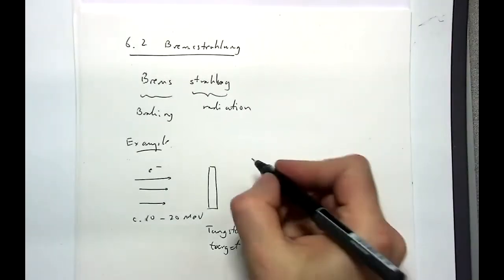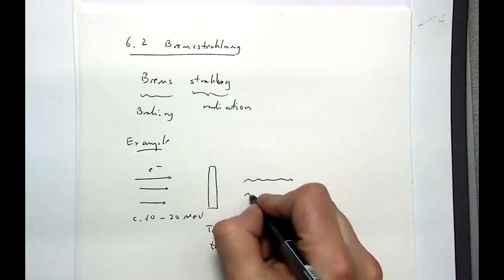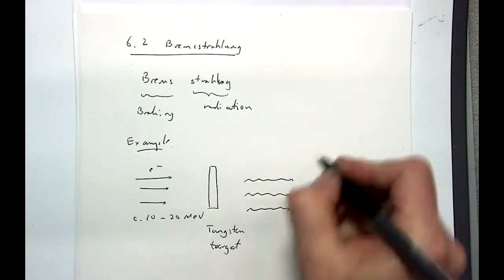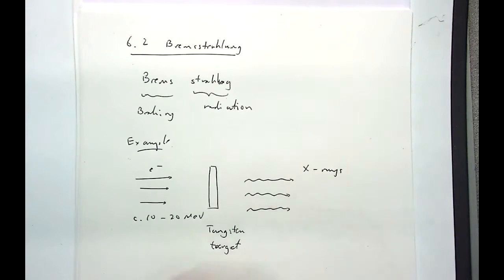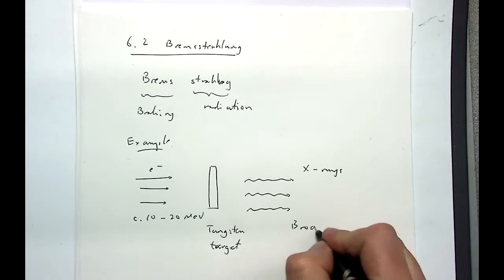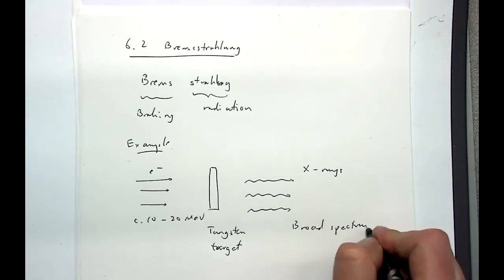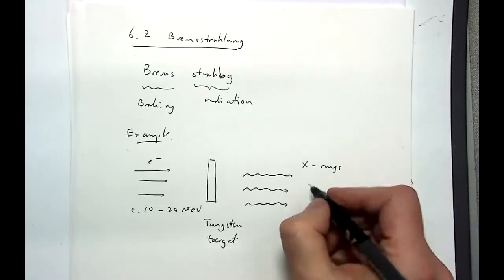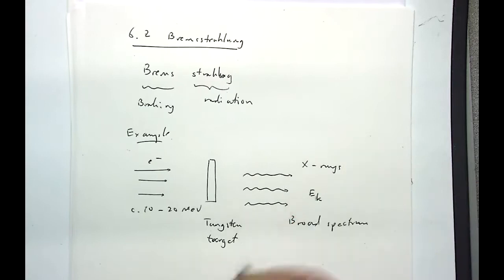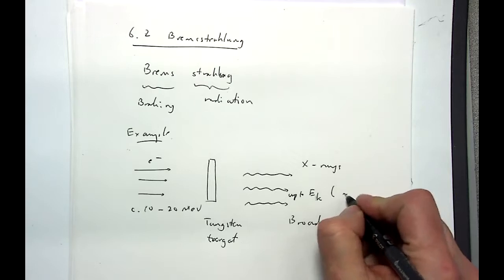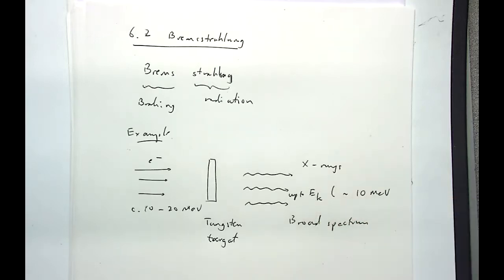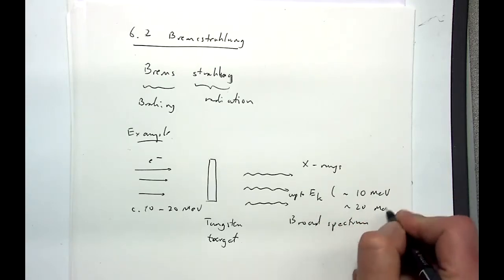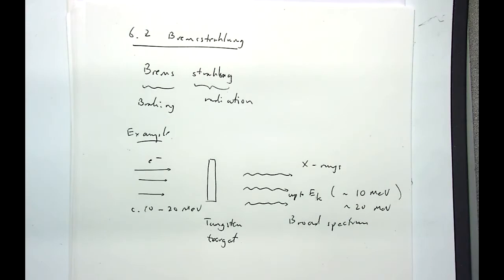And what happens when I do that, and this has been known about since the earliest days of modern physics, is I generate X-rays. And what I find is I generate a broad spectrum of X-rays. If I measure the energy of the photons emitted, that broad spectrum extends up to whatever the kinetic energy of the original electrons was. So if it's a 10 MeV electron, I might have 10 MeV photons. But I don't have many of them. Mostly I have longer wavelength, lower energy photons.